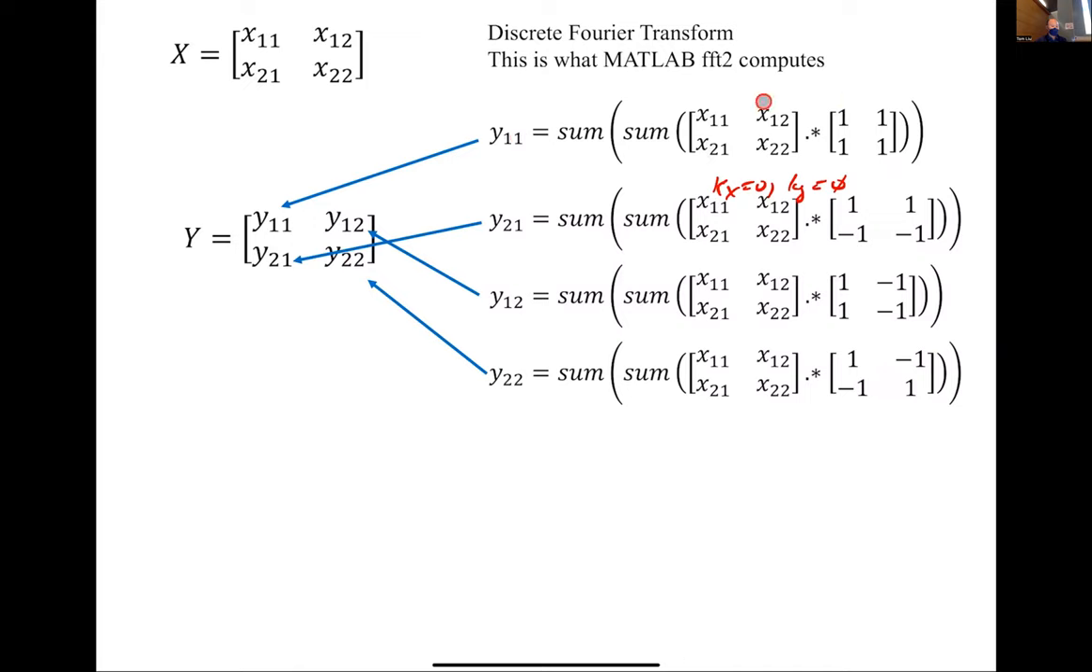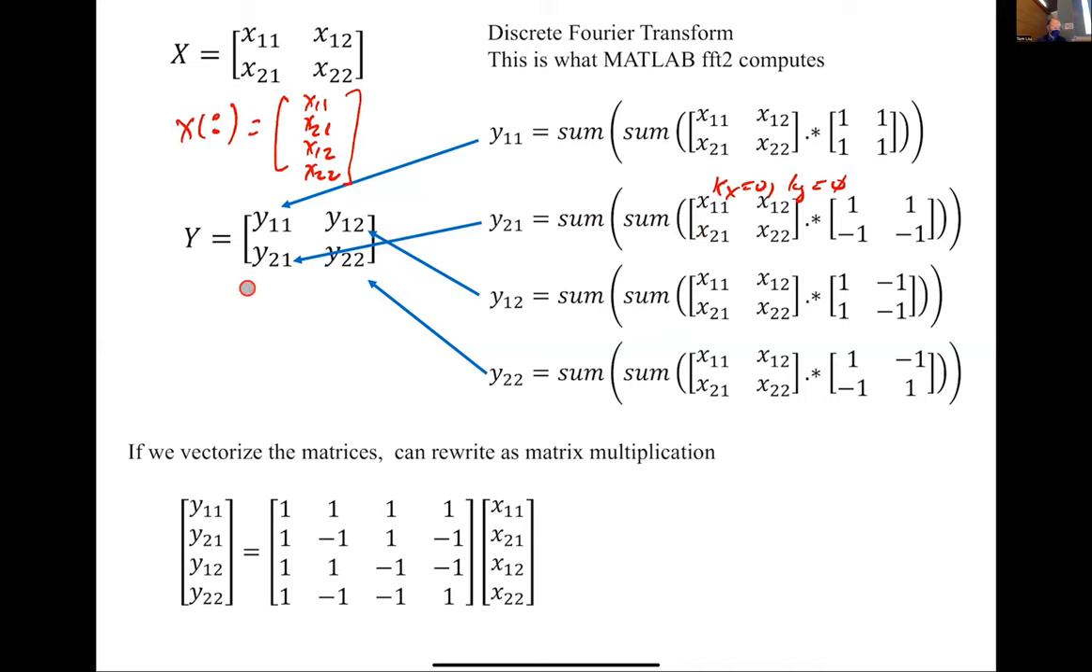The key is that even though we think about taking an object and multiplying it by some 2D function, these are just matrices. As you know, in MATLAB, if X is a matrix, I could define X colon as the vector equivalent, which just takes it column-wise. So X colon would equal X11, X21, X12, X22. That means I can vectorize all these things and rewrite the whole thing: this is my object, these are the coefficients, and this is my Fourier coefficients. The cool thing is now I can write my whole operation as just a matrix multiplication, and once you can do that, all the linear algebra opens up to you.